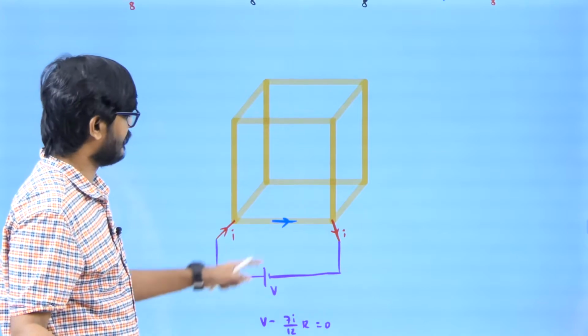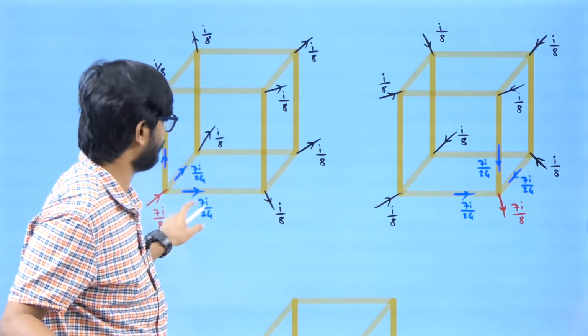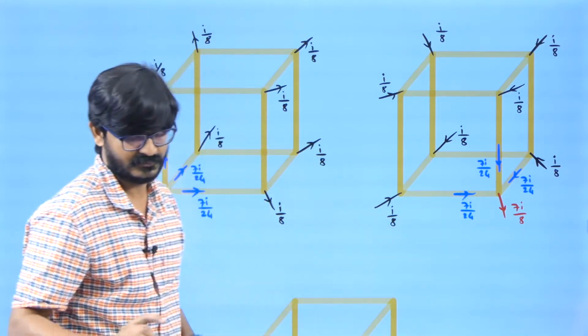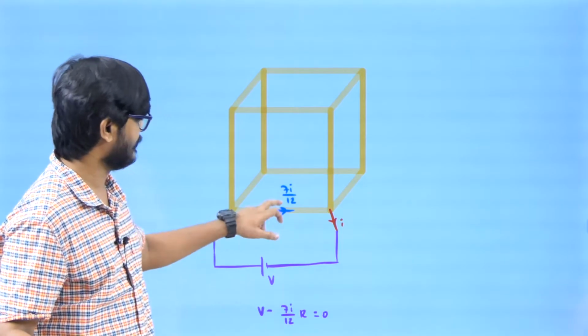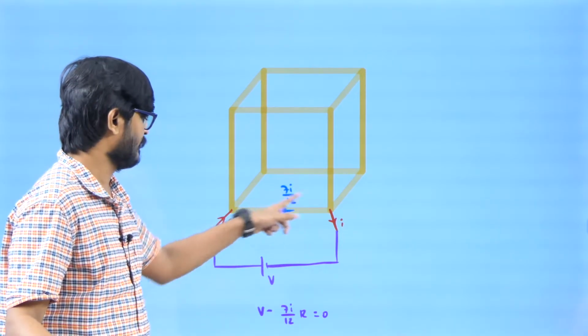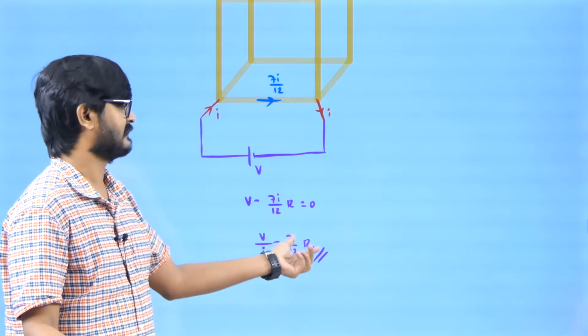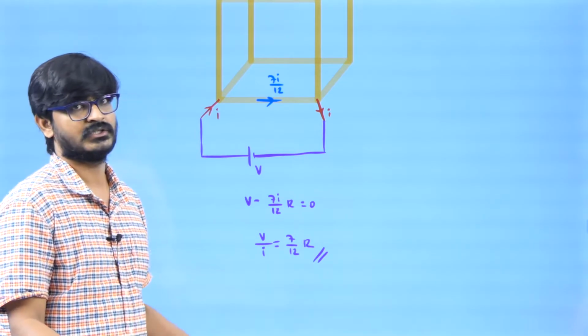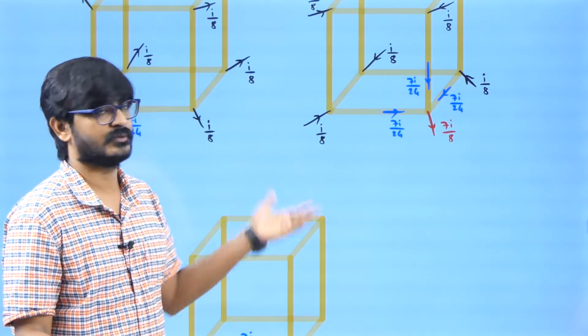Right? Now if I want to find the current in this one, if I superimpose these two figures, what will be the current? 7I by 24, 7I by 24, which will be 7I by 12. So I will get the current here as 7I by 12. Then I can write the loop equation V equal to IR. Now V by the current given by the battery will give us the equivalent resistance, right? So 7R by 12, 7R by 12. So what I did here, I used the superposition principle.